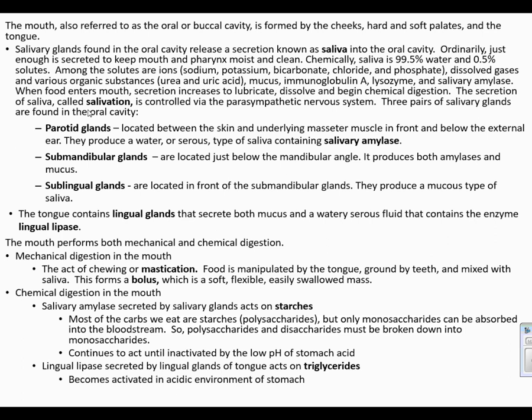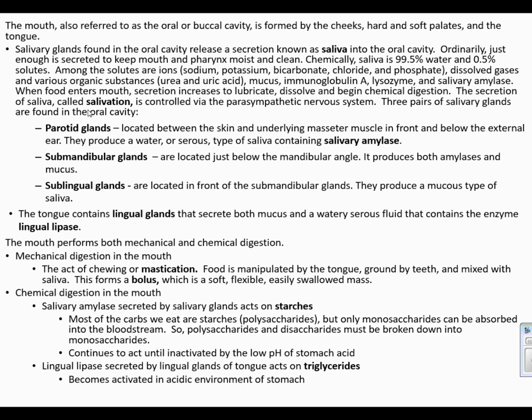Submandibular glands, located just below the mandibular angle, produce both amylases and mucus. And then sublingual glands, located in front of the submandibular glands, produce mucus to aid in the sliding. So some of them produce mucus only, some of them produce enzymes only, and some of them, as you see with the submandibulars, produce mucus and enzymes. The tongue contains lingual glands secreting both mucus and a watery serous fluid containing the enzyme lingual lipase. Another enzyme, but it digests something else.